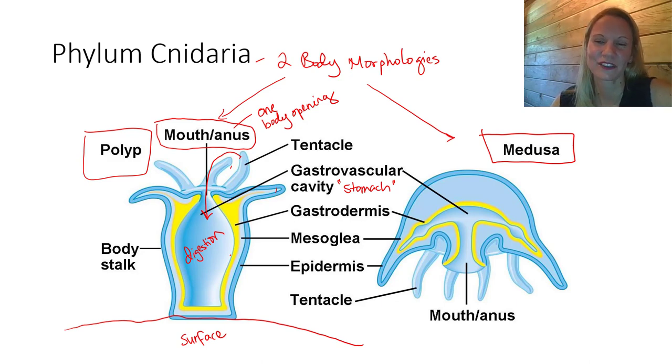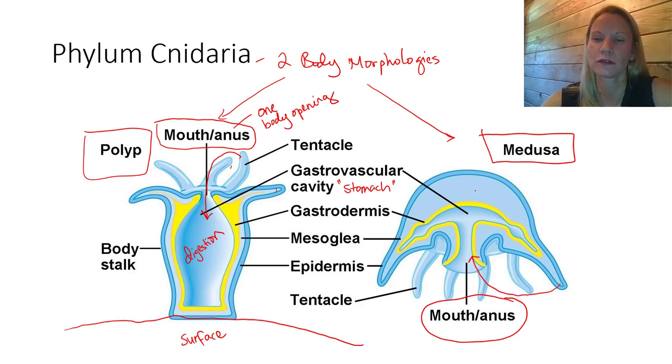So now the tentacles are pointed down. But the body structure is otherwise very similar, where we have an internal gastrovascular cavity. We also have one body opening, mouth and anus. This time, though, the animal is trying to propel from the bottom into the mouth.